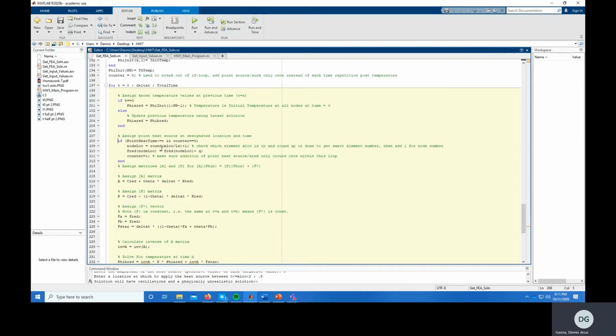In order to find out which element location it is, we take the X location that they've designated and divide it by the element length. We round that value and then we add 1. For example, if the user wanted to have it at 0.5 meters with an element length of 0.1, this would place the X location within the 5th element. And then after adding 1, you would find out that it was at node 6.